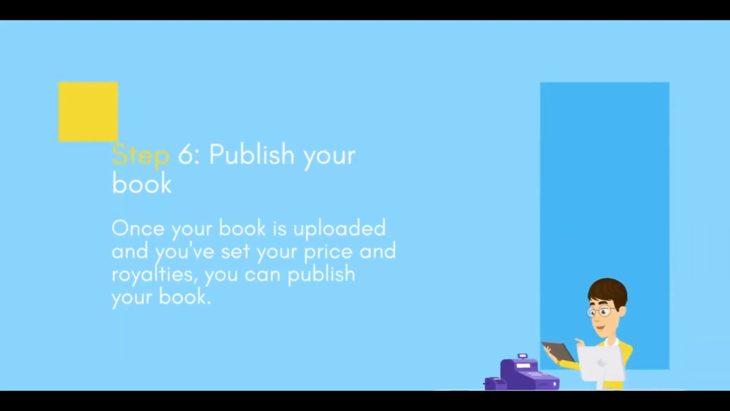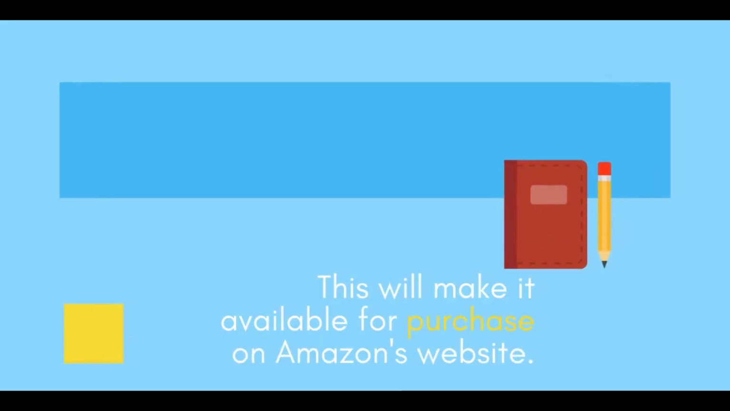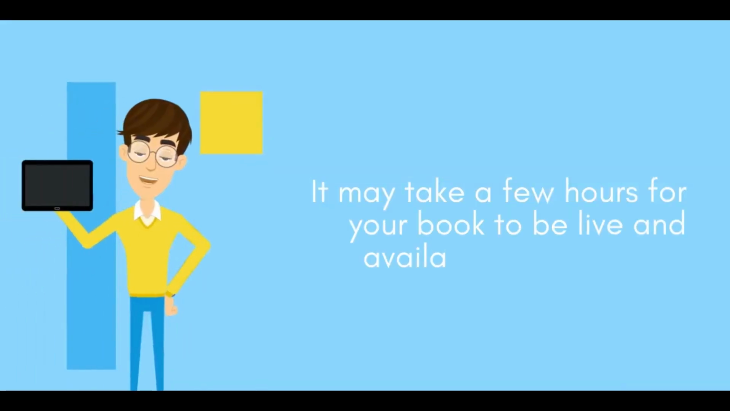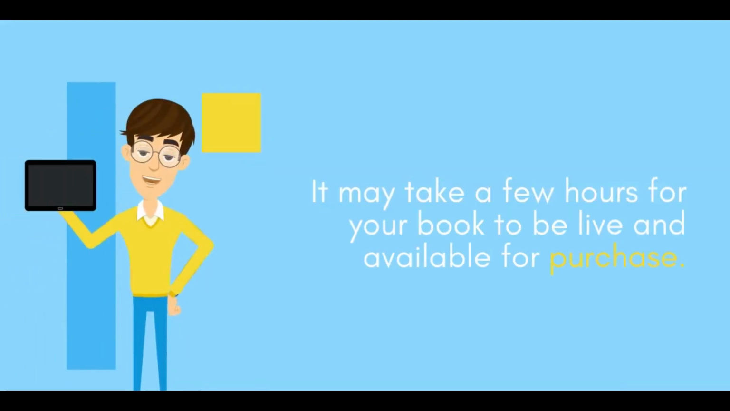Step 6. Publish your book. Once your book is uploaded and you've set your price and royalties, you can publish your book. This will make it available for purchase on Amazon's website. It may take a few hours for your book to be live and available for purchase.